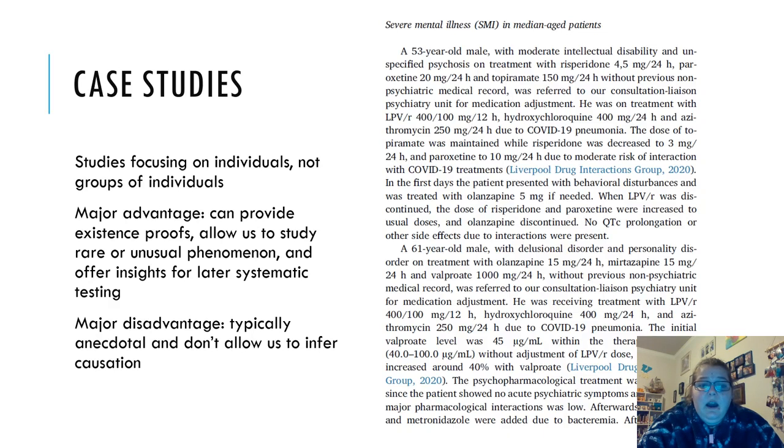So the major advantage, it can provide existence proofs, which is basically showing, hey, this thing actually happened. Look what we found. They also allow us to study rare or unusual phenomena. If it's something so rare that you can't really get a group of people to study it in, you would want to do a case study. And it offers insights for later systematic testing. If you can find enough incidents and enough people, then you could make a case for why you could study this further in more correlational or experimental designs.